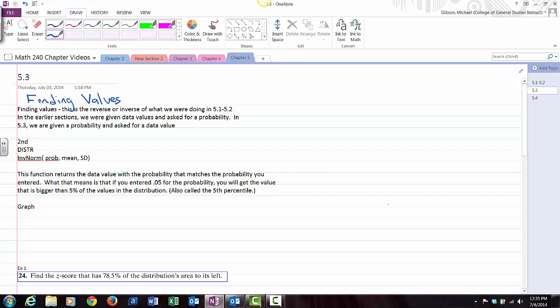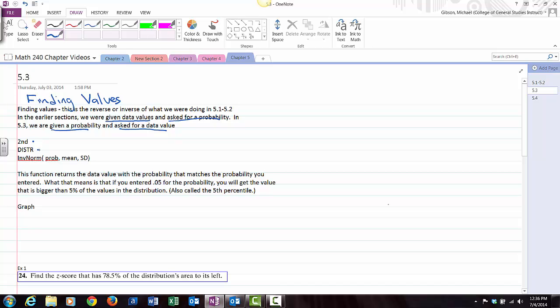Finding values. This is the reverse or inverse of what we were doing in 5.1 and 5.2. In the earlier sections, we were given data values and asked for a probability. In this section, we are given a probability and asked for a data value. Alright? There is a built-in function for this on our calculator.